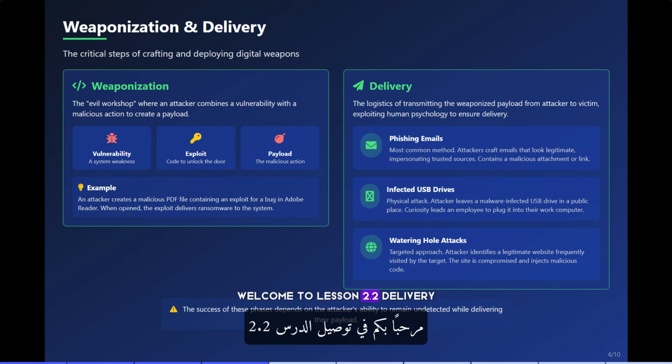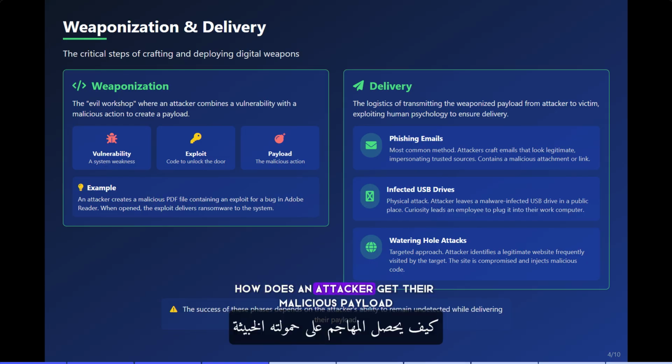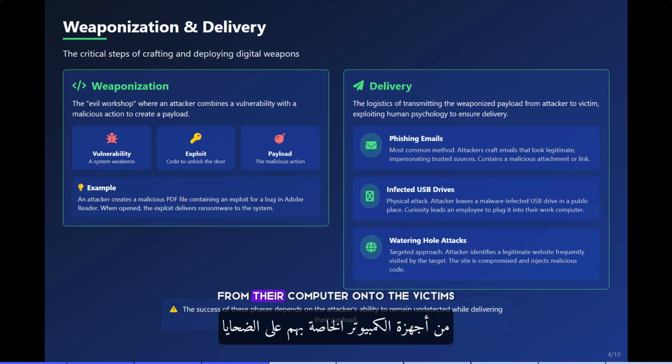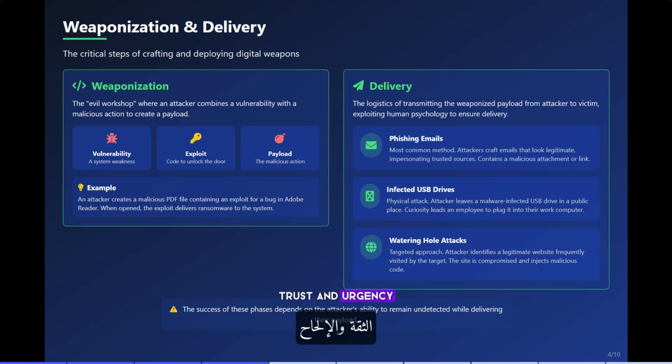Welcome to Lesson 2.2, Delivery: How Attackers Send Their Malware. A perfectly crafted weapon is useless if you can't get it to the target. The delivery phase is all about logistics. How does an attacker get their malicious payload from their computer onto the victim's? They use methods that prey on human curiosity, trust, and urgency.